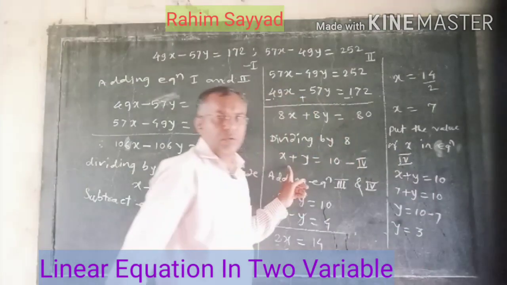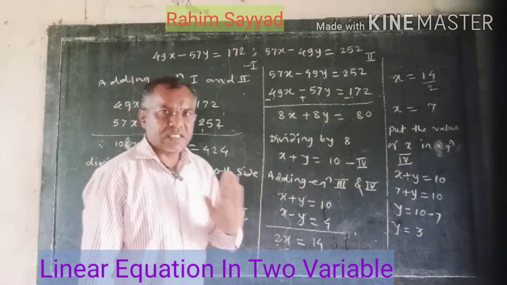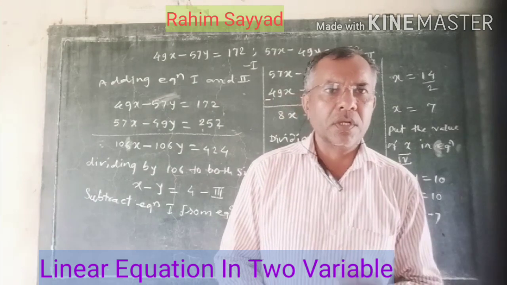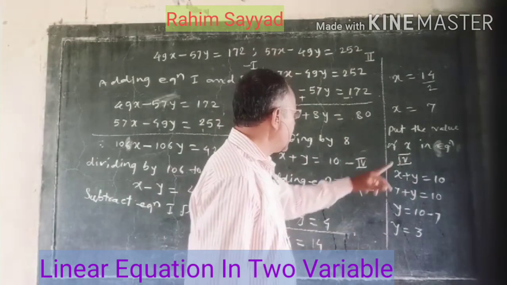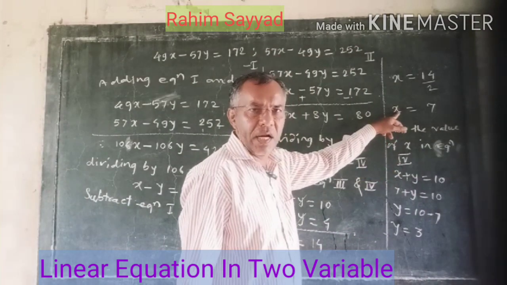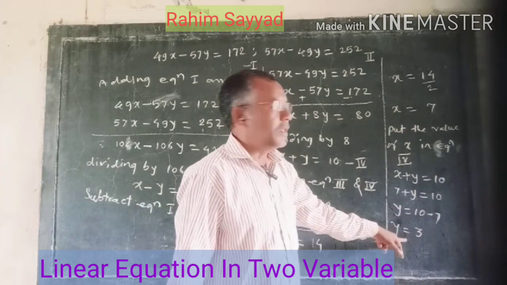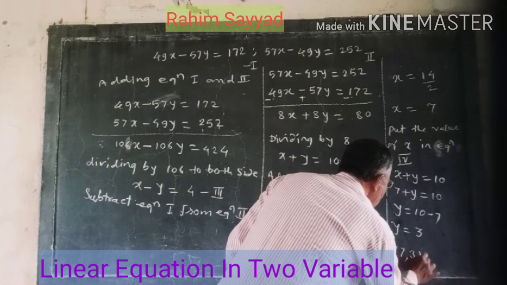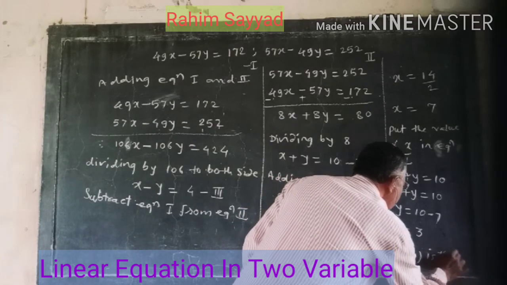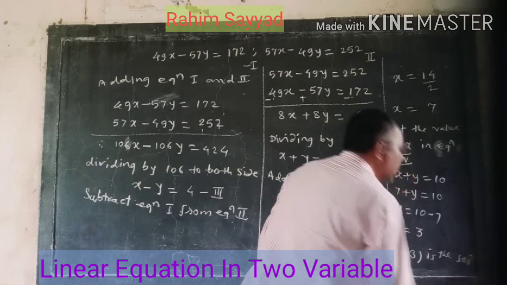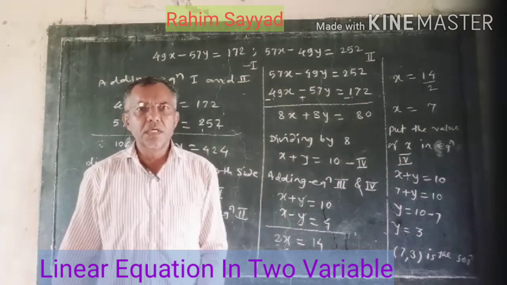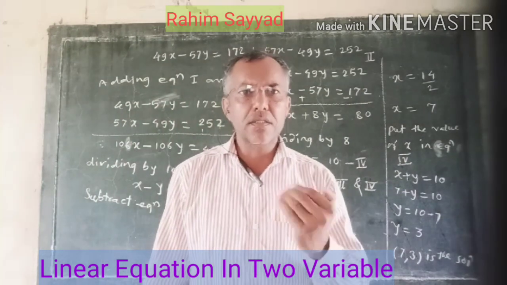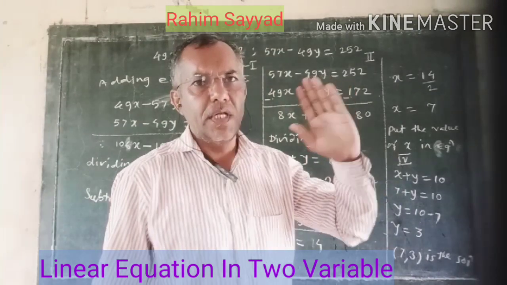Therefore, the final answer or the solution of this equation is that the value of x is 7 and the value of y is 3. Therefore, I will write here (7, 3) is the solution of the equation. This is a method of finding the solution of the given equation.